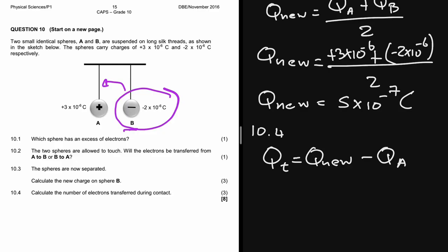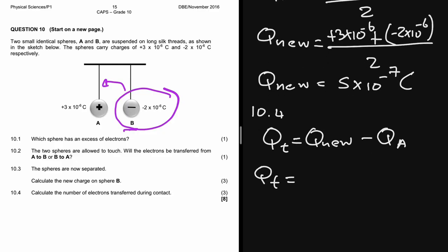Therefore, we're going to substitute to say the number of charges that were transferred is going to be the new charge. The new charge is positive because we got the answer as positive. So we are going to have positive 5 times 10 to the power of negative 7 minus the charge of A, which is the old charge, which is 3 times 10 to the power of negative 6.